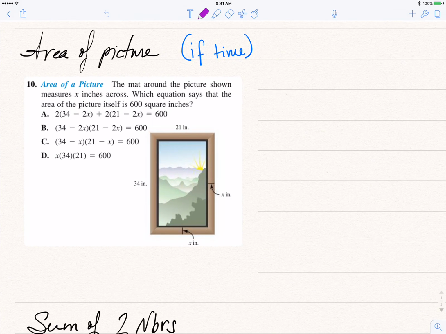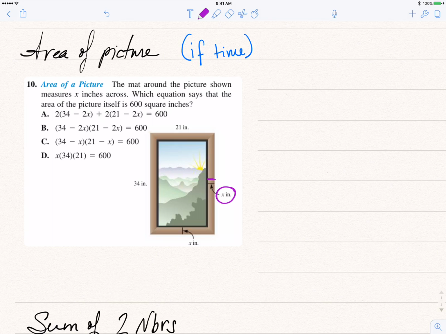Let's just read through the question. Mat around the picture shown measures X inches across. You can see that this is marked for us, that the width of the mat is X inches. Which equation says that the area of the picture itself is 600 square inches? So let's take a look at what we would do for this.